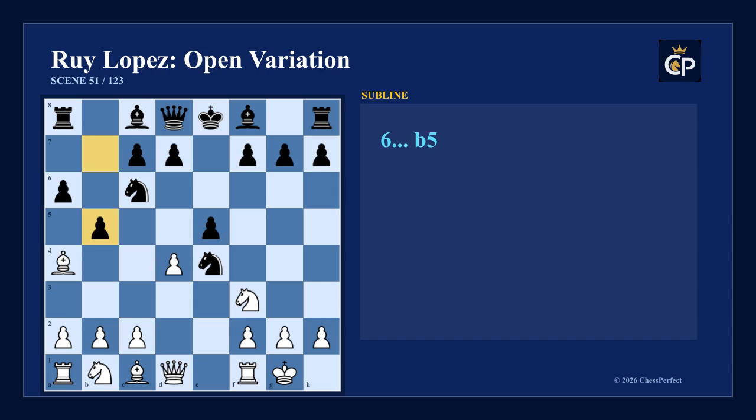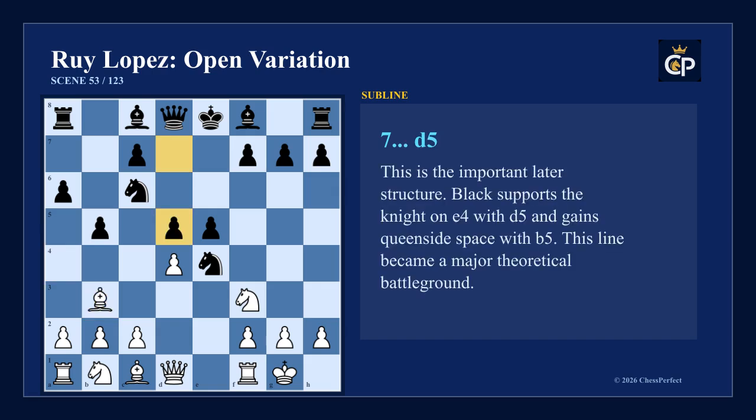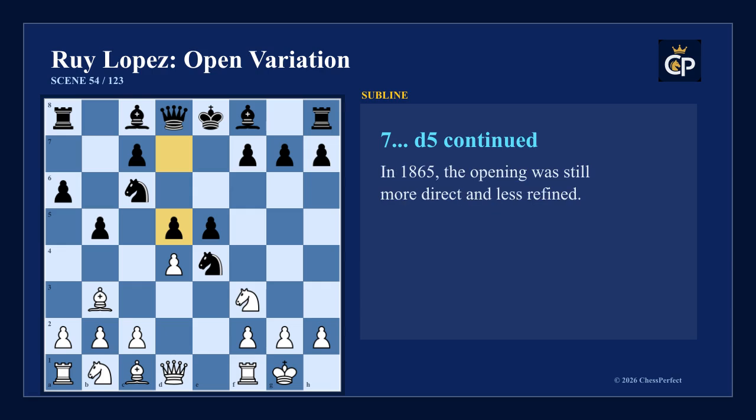b5. Bishop b3. This is the important later structure. Black supports the knight on e4 with d5 and gains queenside space with b5. This line became a major theoretical battleground. In 1865, the opening was still more direct and less refined.